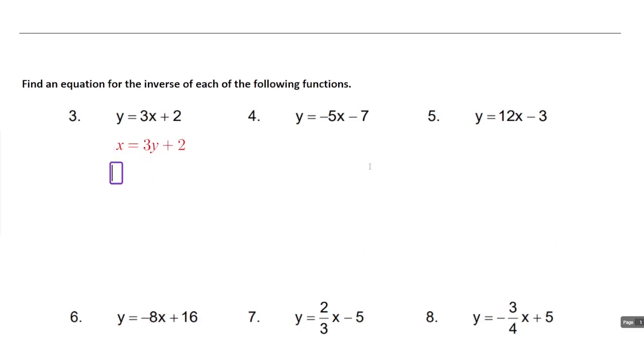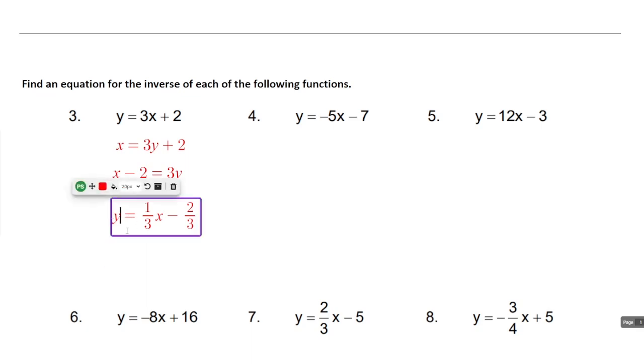Then we need to subtract 2 from both sides, so we get x minus 2 equals 3y. And finally, divide everything by 3. So y is going to equal 1/3 x minus 2/3. I just divided both of these terms by 3. And so there's the inverse. This is the inverse of the original function.